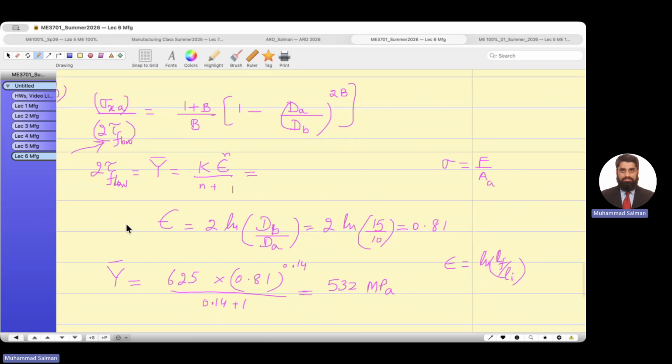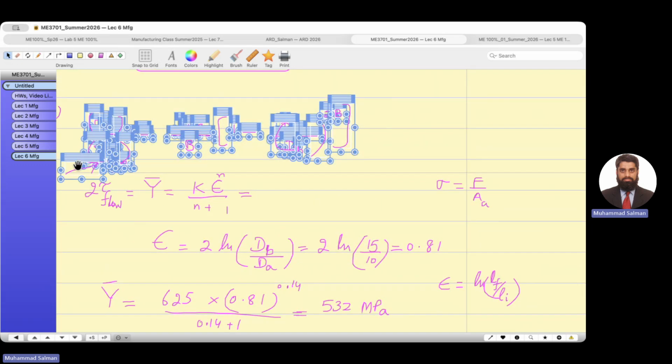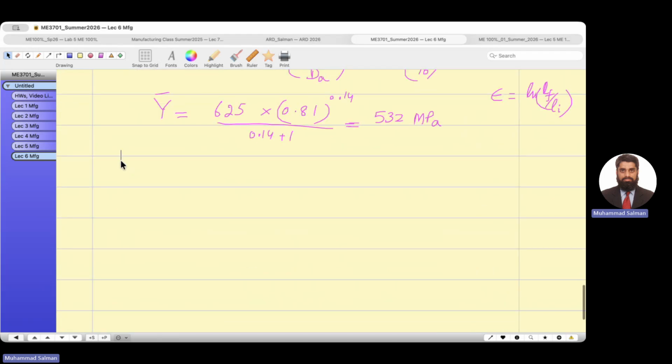Okay, now the problem is becoming very easy for you. Very easy. So now let me bring this over here. Again, I'm going to write this down, and sigma xa is my objective: to find the drawing stress, the pulling stress at the A side, which is the front side, and the B side at the back side, so 1 plus B.